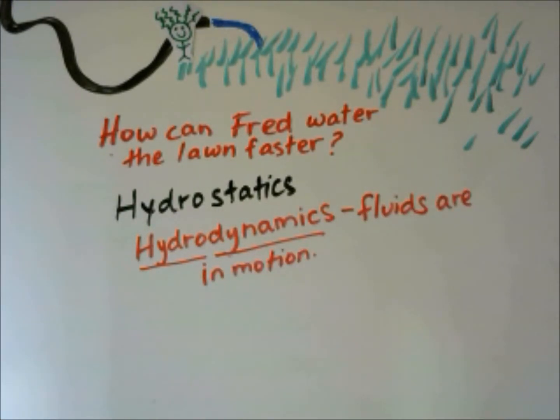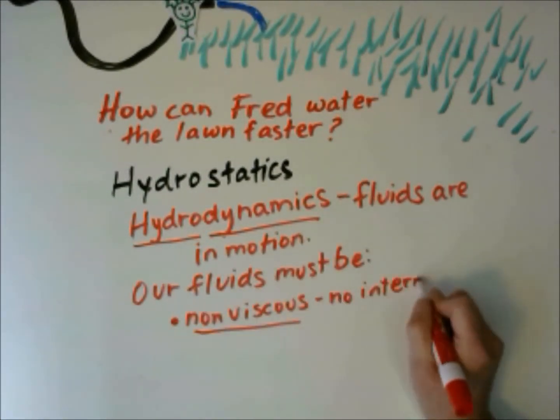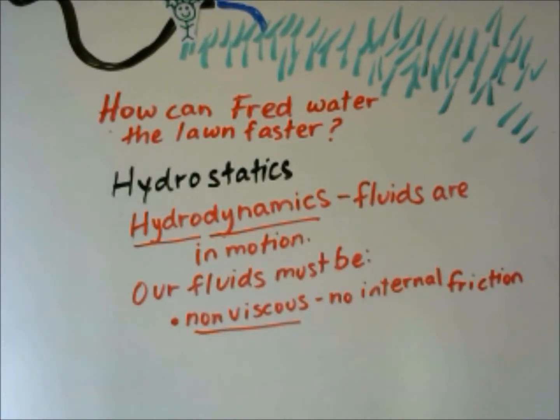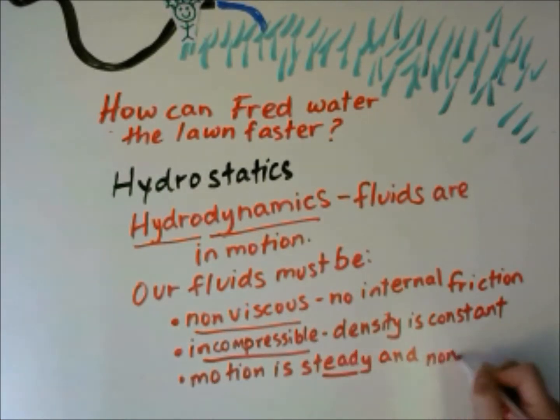To study hydrodynamics, we have to set up some conditions. First, our fluids must be non-viscous. That means they have no internal friction. Next, the fluid must be incompressible, or its density must be constant. Finally, the motion of the fluid must be steady and non-turbulent.